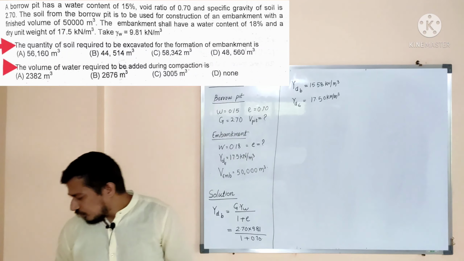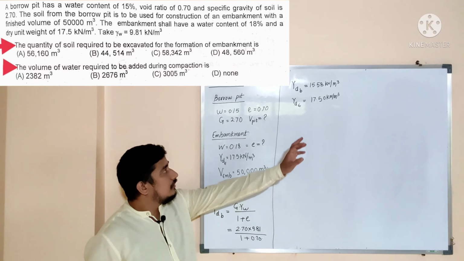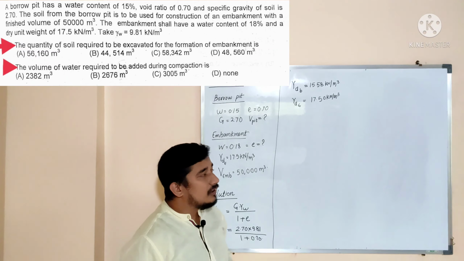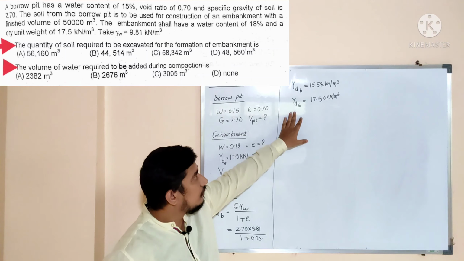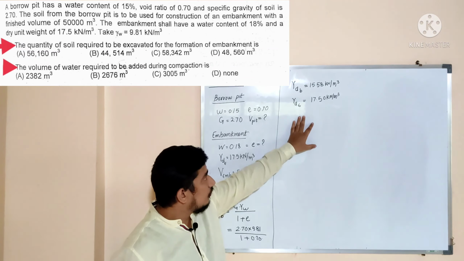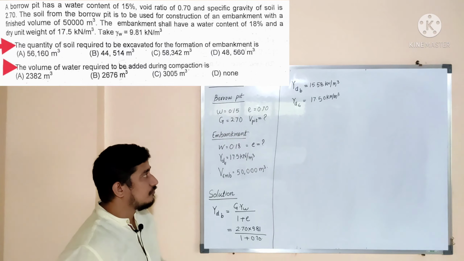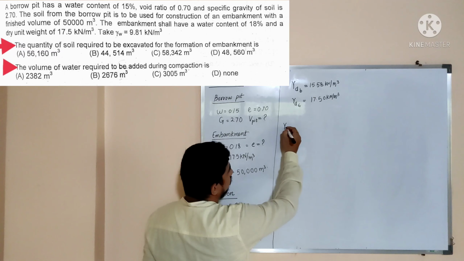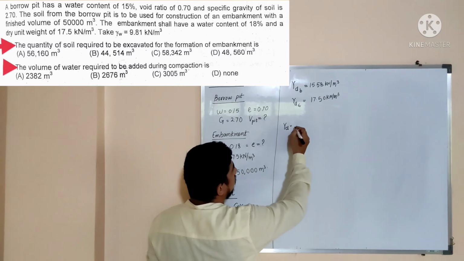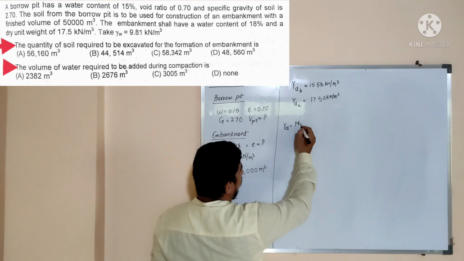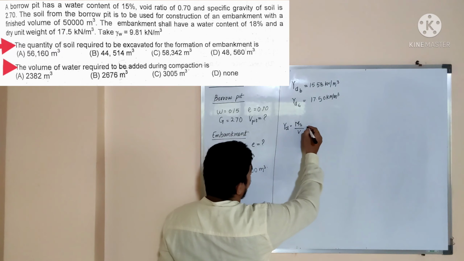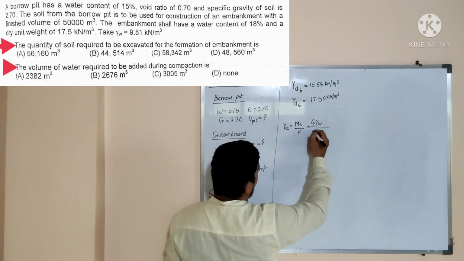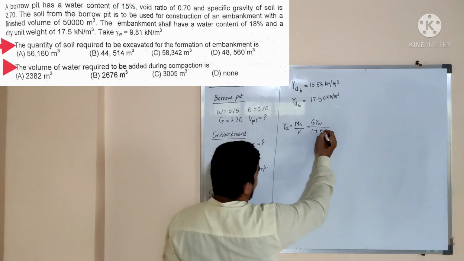Okay, so this dry unit weight of a soil indicates the denseness of the soil. So in the embankment we need to have more denseness, so we need to excavate more quantity of soil. So how to find out that? So gamma d is equal to, we know the basic formula, that is Ms by V. The formula is G gamma w upon 1 plus e.